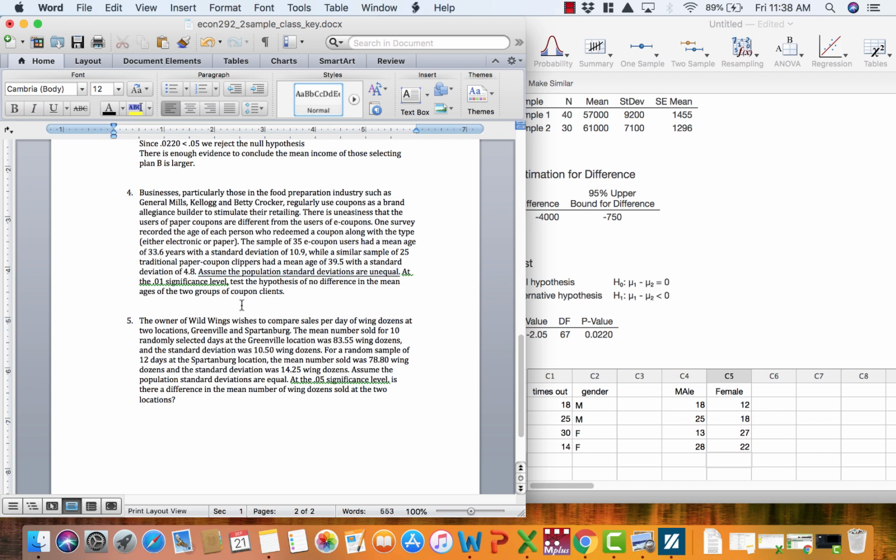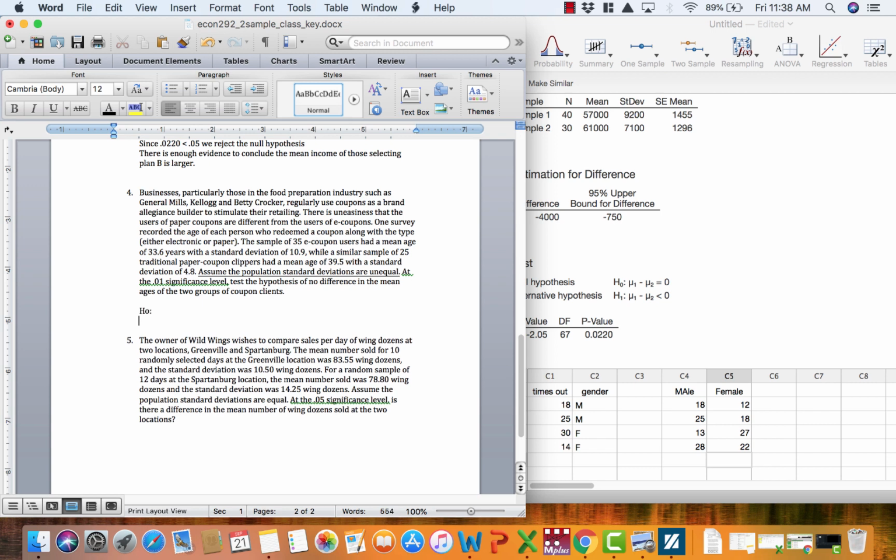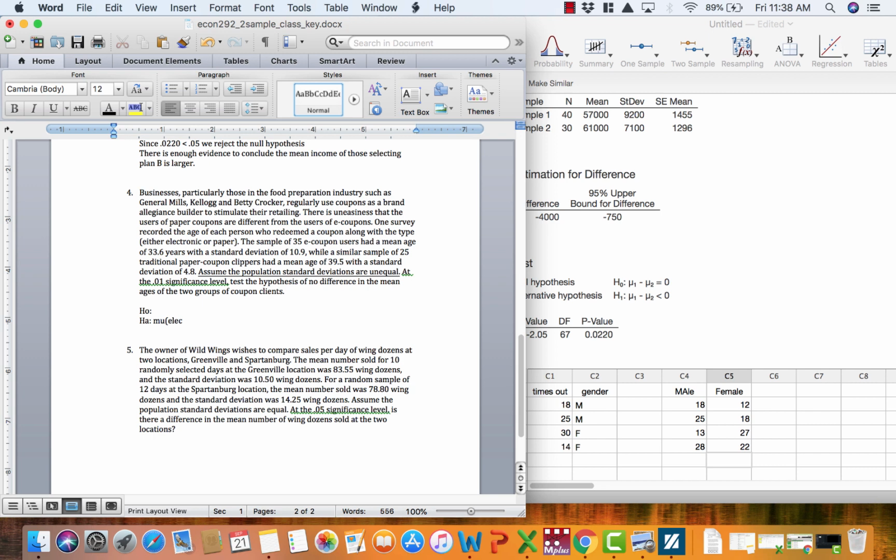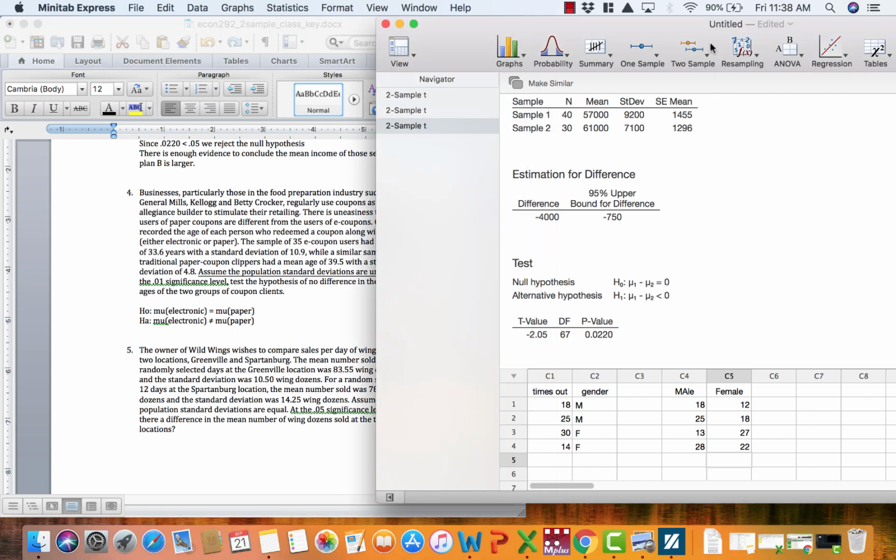All right, let's start with our null and our alternative. So what do we read here? Test the hypothesis of no difference in the mean ages. So we're going to have mu electronic equal to mu paper, and the alternative is mu electronic not equal to mu paper. All right, so just a 2 sample test here. So we can go into 2 sample T.